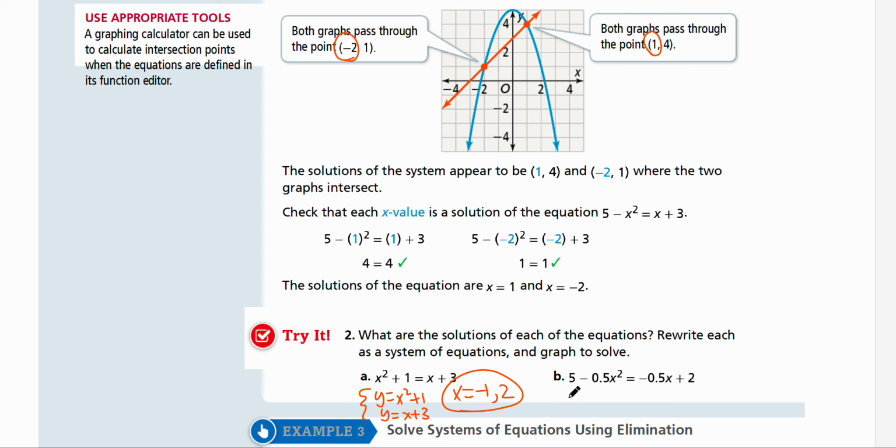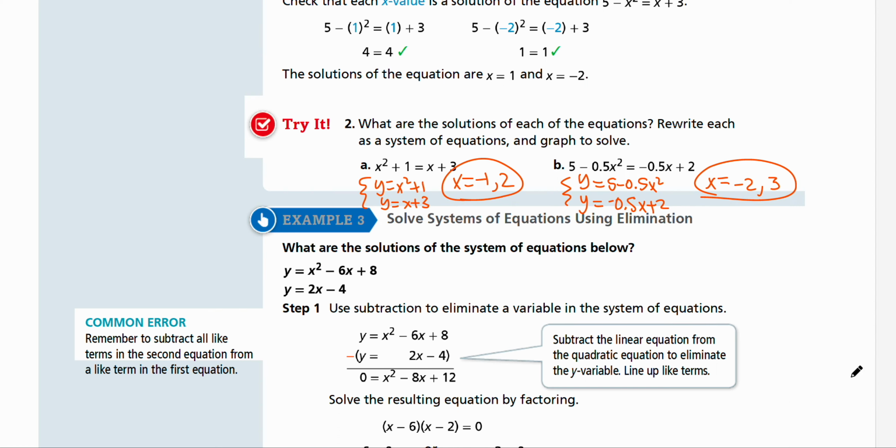Part B, using the same method, we're going to graph the equations y equals 5 minus 0.5x squared and y equals -0.5x plus 2. If we graph them, we'll see the 2 points when x is equal to -2 and 3. These are the intersecting points. Okay, so we learned how to solve the system of linear quadratic systems using graph. Let's look at example 3.